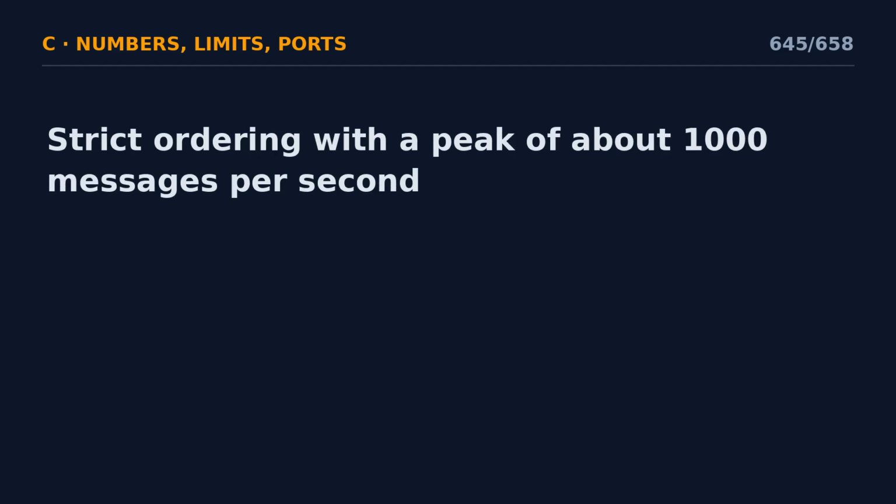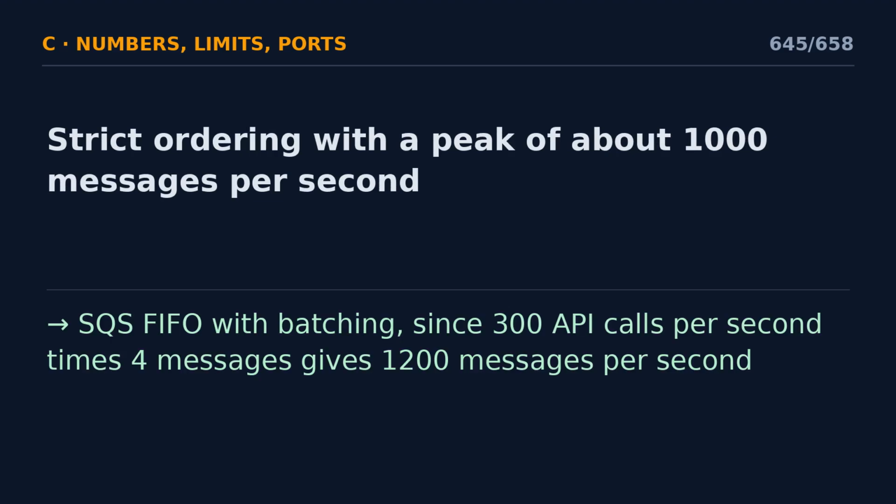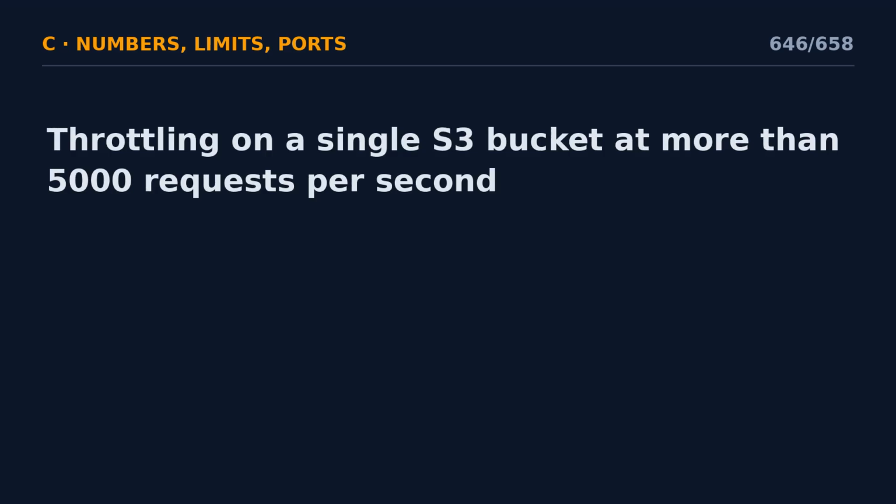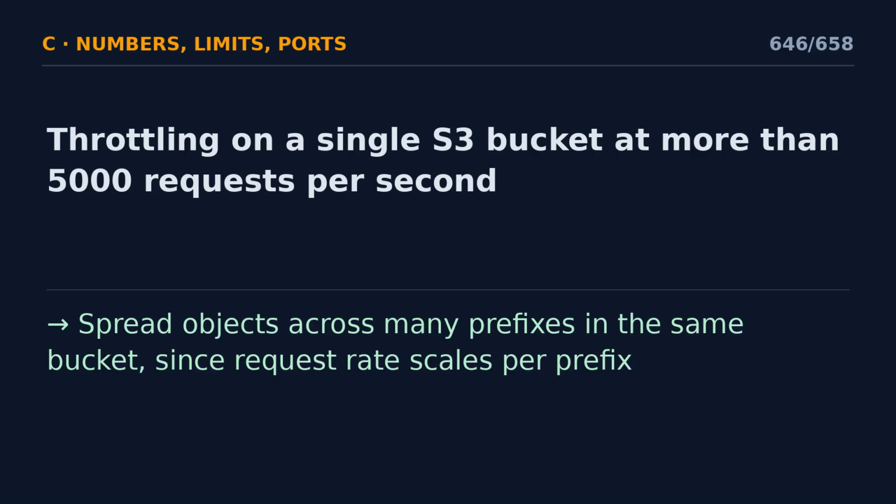Strict ordering with a peak of about 1,000 messages per second. Answer: SQS FIFO with batching. Since 300 API calls per second times 4 messages gives 1,200 messages per second. Throttling on a single S3 bucket at more than 5,000 requests per second. Answer: spread objects across many prefixes in the same bucket, since request rate scales per prefix.